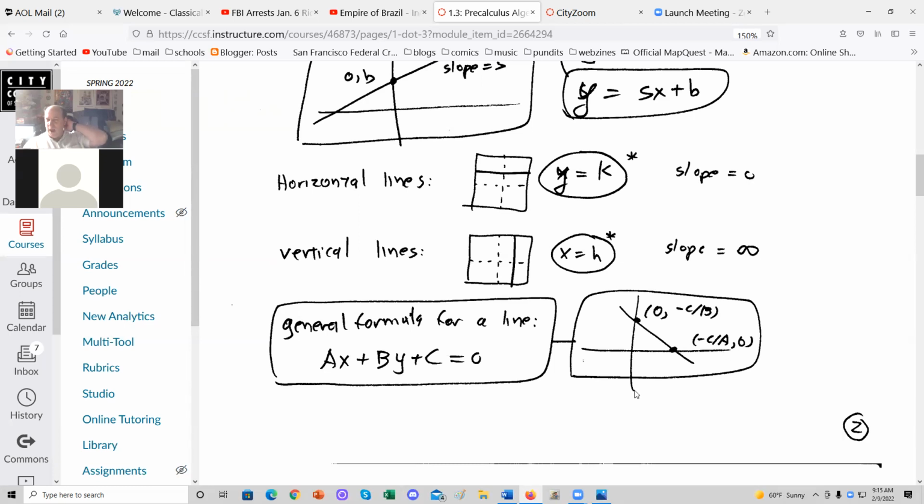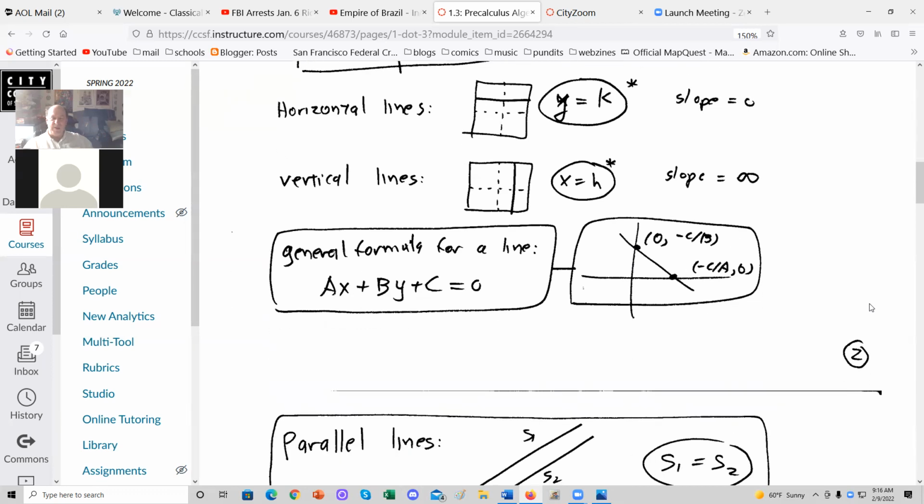It intercepts the y-axis when x is 0, and plugging in x equals 0, you get bx plus c equals 0, so y equals negative c over b. So given this formula, you plot these 2 points and draw the line between them, and that's a quick and easy way to graph the line.